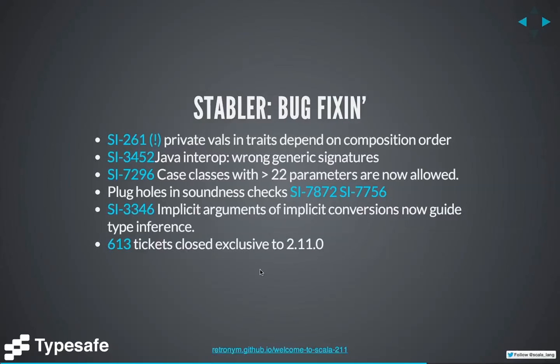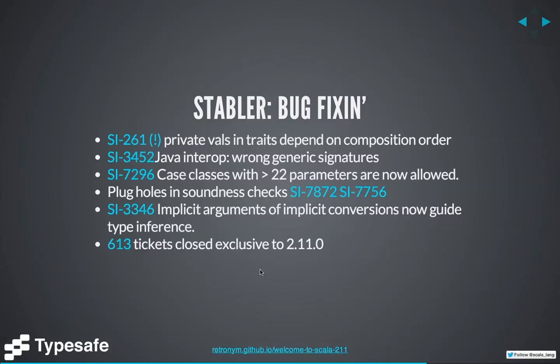And so, of course, in the interest of making things stabler, we've been closing lots of tickets. There's 600 odd tickets which have been closed in Scala 2.11. In general, our process is to target fixes back for the maintenance release of 2.10 where it makes sense. And a definition of makes sense is it's low risk and high reward.